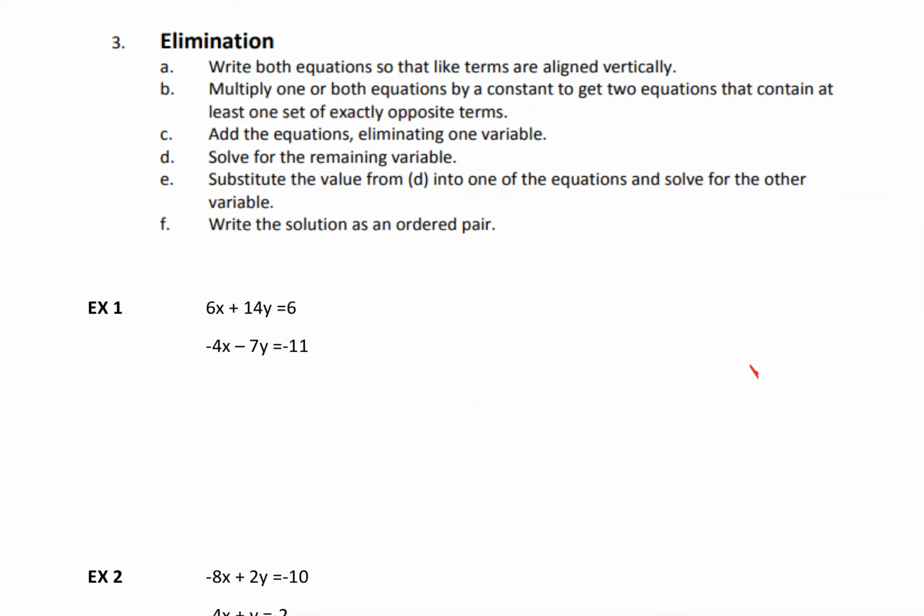Then you add them vertically, which will cancel out a term, hopefully, if you did it right. Solve for the remaining variable, and then do that substitution to get it back.